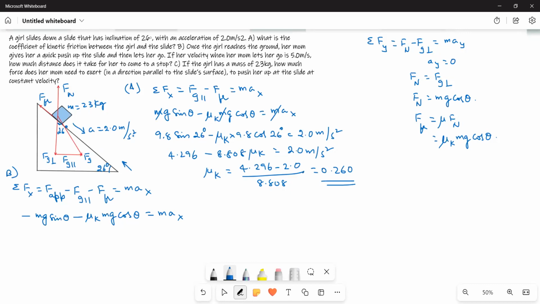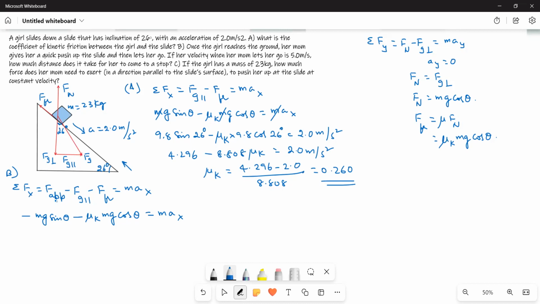The girl, once the lady gives the push, is moving with a constant velocity. So the F applied vanishes. The only thing is the applied force vanishes because the mother gave a push and then leaves her. She is not continuously giving the force. So that is why F applied is equal to 0. That is the reason I haven't put the F applied here. Here I am taking only these two.